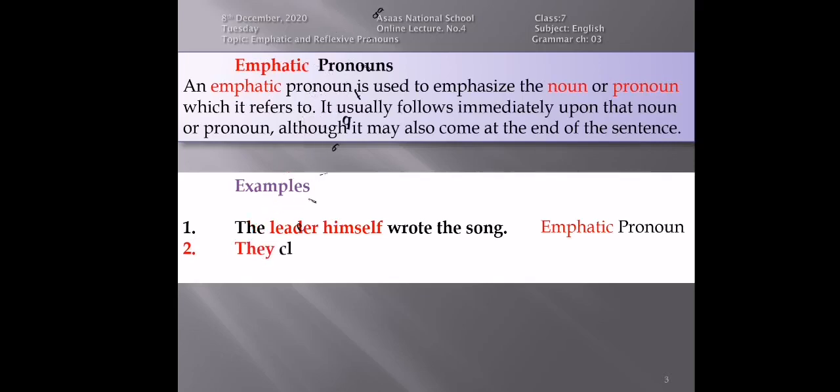Now see another example. They cleared the garden themselves. Again, themselves is an emphatic pronoun, but in this case it is coming at the end. But still it is emphatic. Why? Because they cleared the garden. They cleared is the action, and they did this action on the garden, not themselves. Therefore, it is an emphatic pronoun.